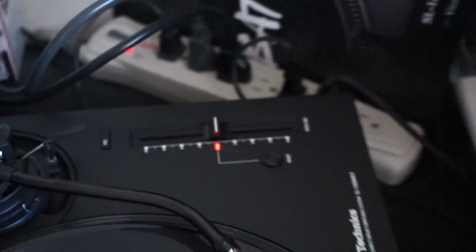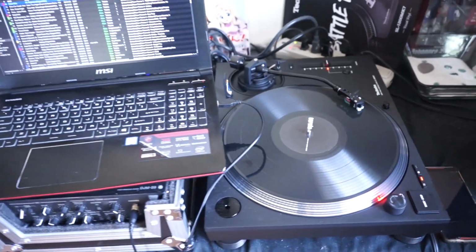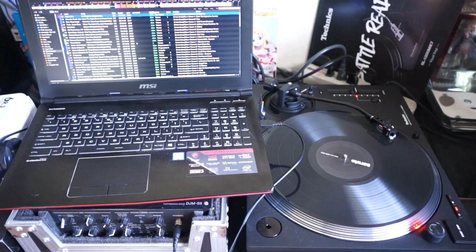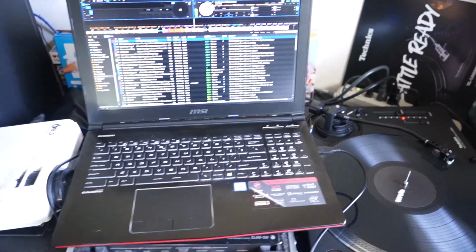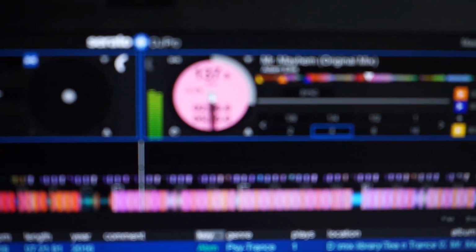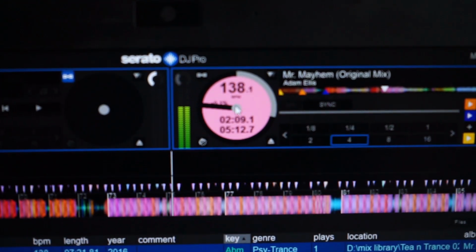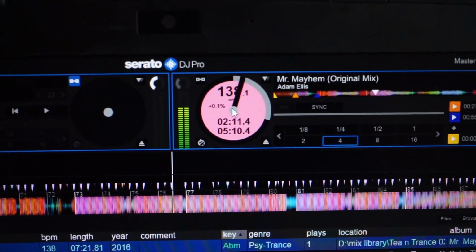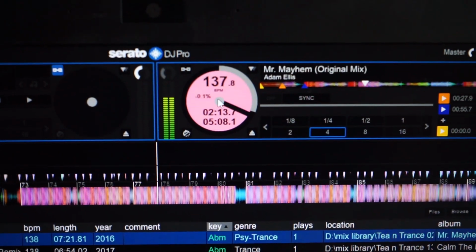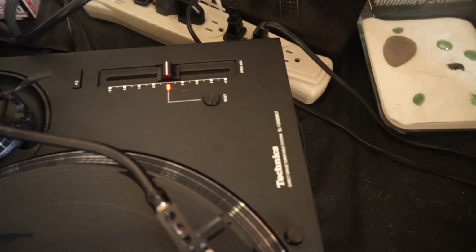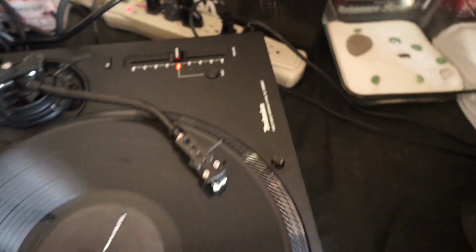To do this test, we have this turntable connected to Serato DJ on this laptop with a song that's naturally set to 138 BPM, and we're also going to be using a calculator to calculate the changes in pitch. So right now, we have this at zero. The reset button is pressed, and it should be playing at 138 BPM, which is the song's natural speed.